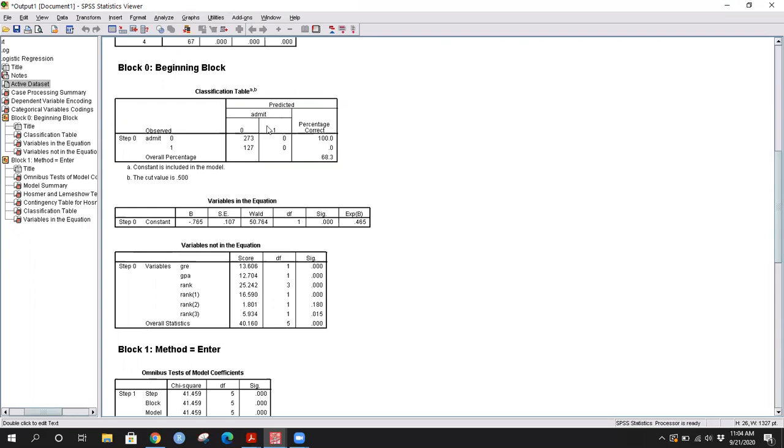Okay. Talking about the classification table. This is just an overview of how your data looks right now. So for example, currently in your data, the people who got admitted to the college are 127 and who could not get admitted are 273. So the correct percentage here, 68.3, is nothing but the ratio of the number of people in the 0 category, that is 273, divided by the total, that is 400. So that comes up to be 68.3%. So that's just the overall glimpse of your data.